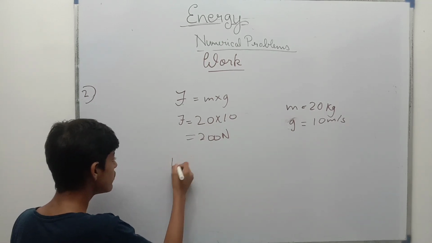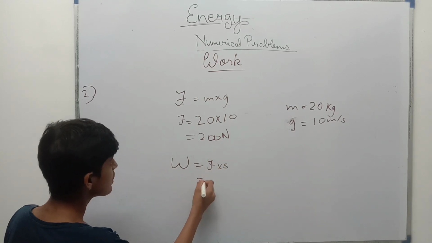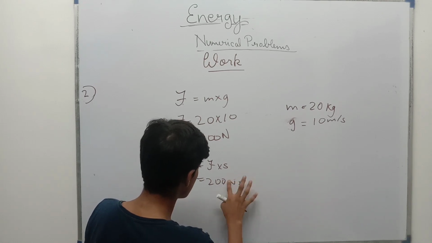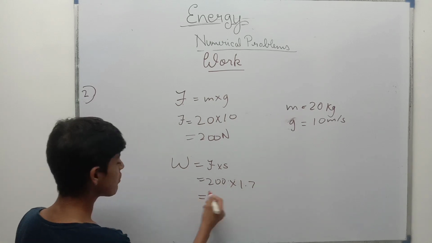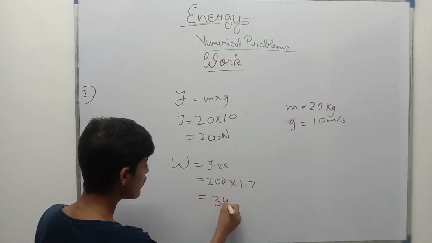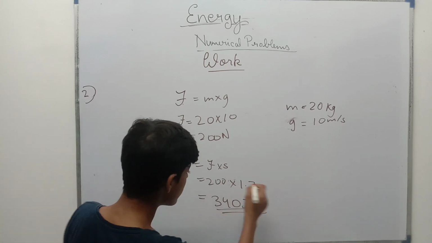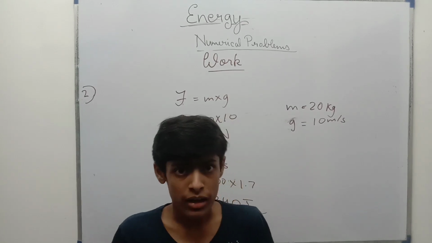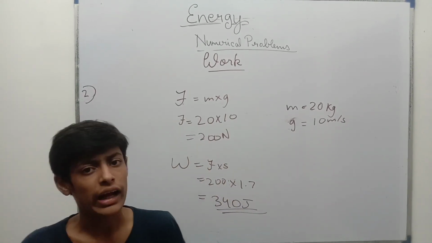So work done is equal to F into S, which is equal to 200 Newton into 1.7, which is equal to 340 joule, and this is our final answer, meaning work done is this much. And now let's discuss some questions based on kinetic energy and potential energy, and then we will discuss power.